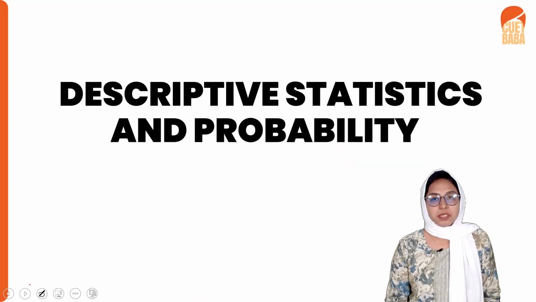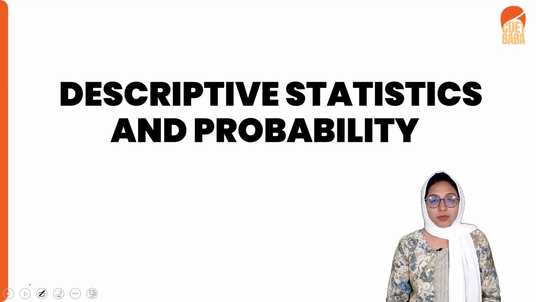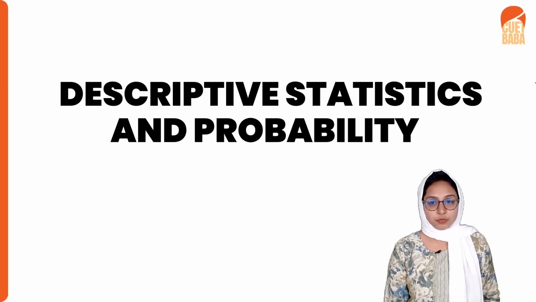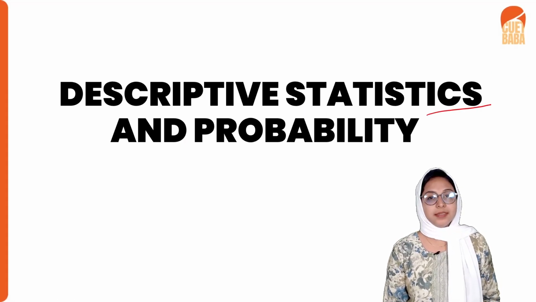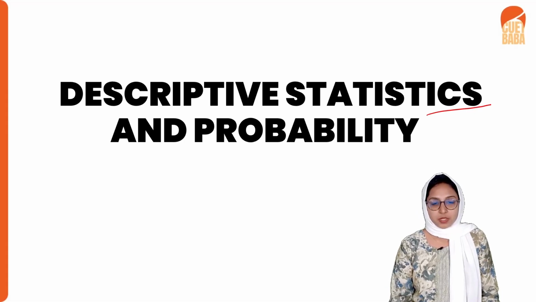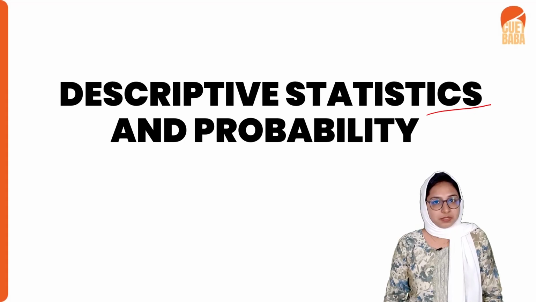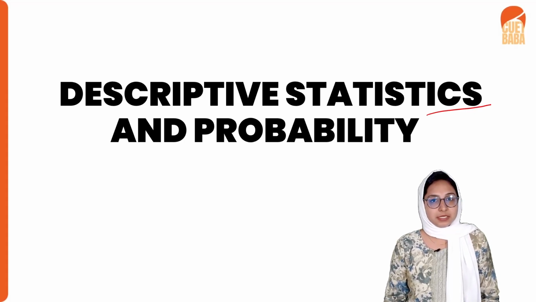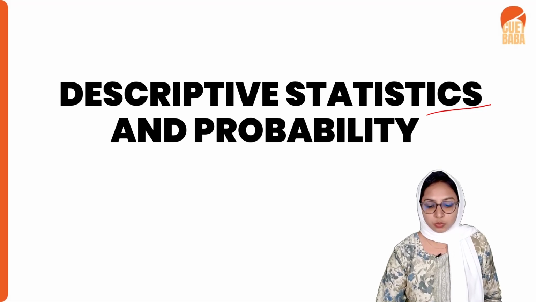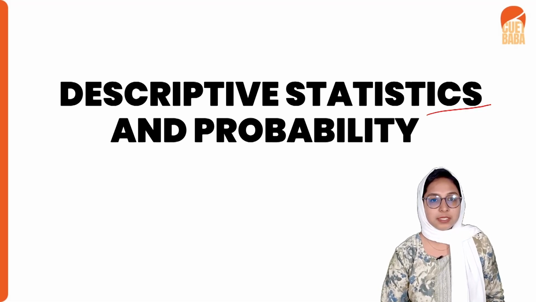The topic Descriptive Statistics and Probability will be divided into two parts. The first part will be Descriptive Statistics and then we will look into Probability. The main topics that we are going to cover inside Descriptive Statistics are measures of central tendency, measures of dispersion, skewness and kurtosis. So let's look into what are measures of central tendency.